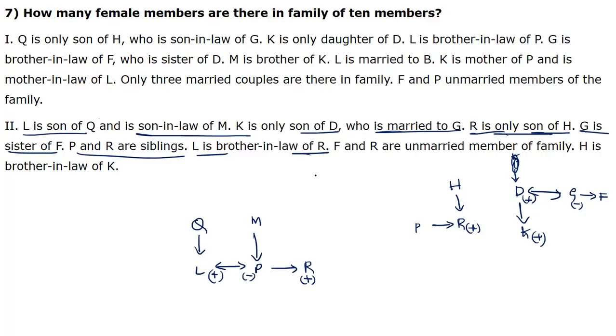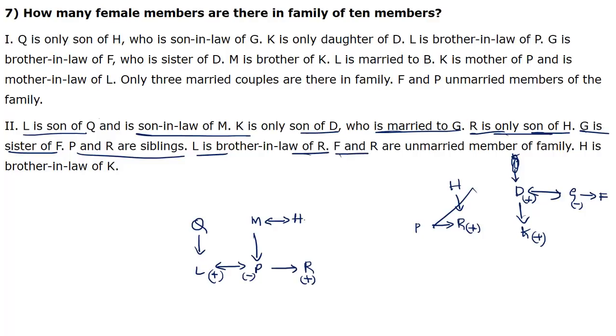So L is the brother-in-law of R. That means P and R are siblings. So that is why I can certainly say that if P and R are siblings, L is married to P. So if H is the parent of P and R, I can certainly say that H is married to M. H is married to M. I hope you got it. This is done. This is not required anymore.